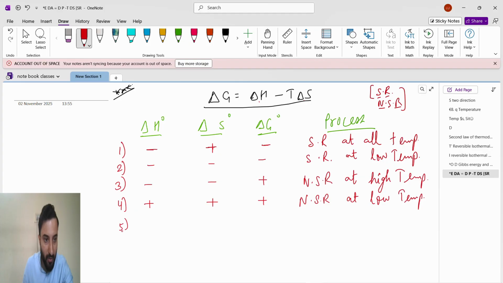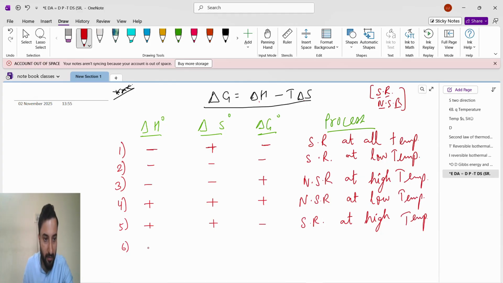Then fifth one is delta H is positive, delta S is also positive, then delta G is negative. It is a spontaneous reaction at high temperature. Very important, guys.